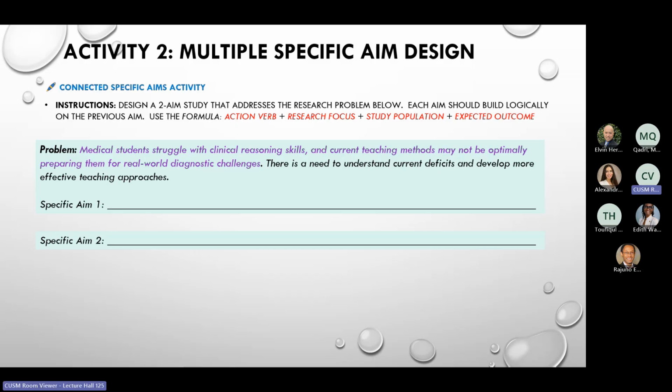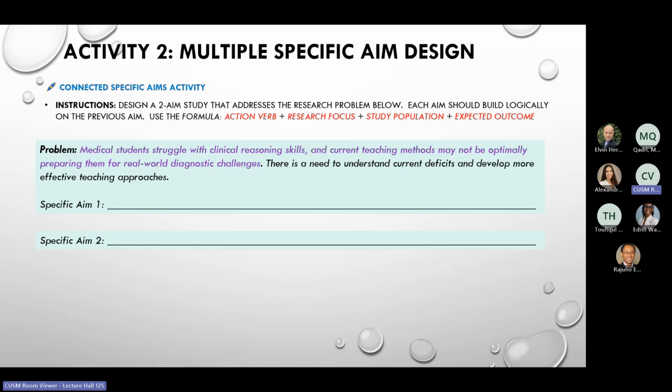The second aim that we can write is based on the identified clinical reasoning skills. Based on those identified clinical reasoning skills, develop new and improved clinical reasoning teaching strategies that prepares medical students for real-world diagnostic challenges. So our operating action verb here is develop new and improved clinical reasoning teaching strategies that prepares medical students for real-world diagnostic challenges.